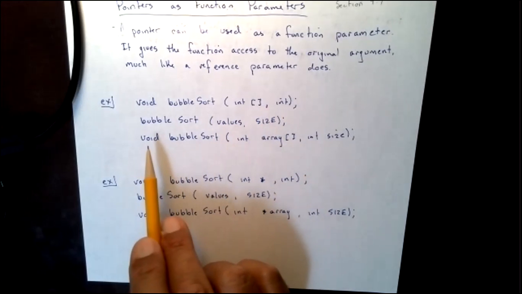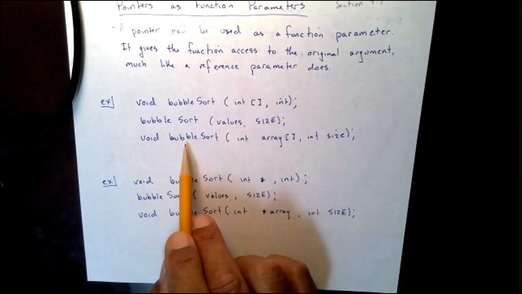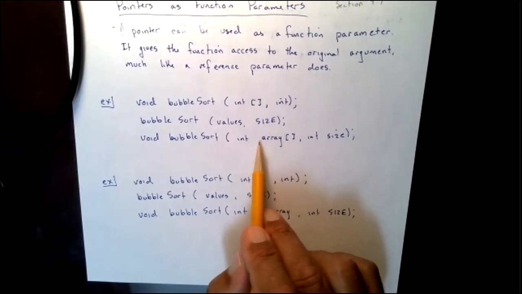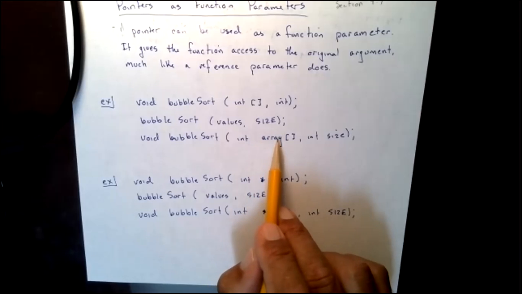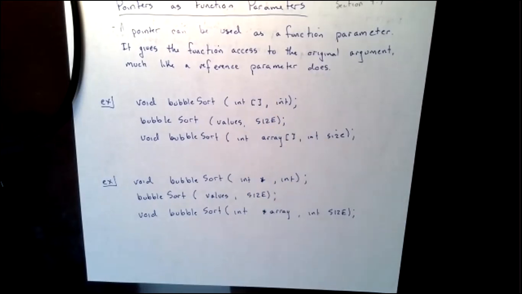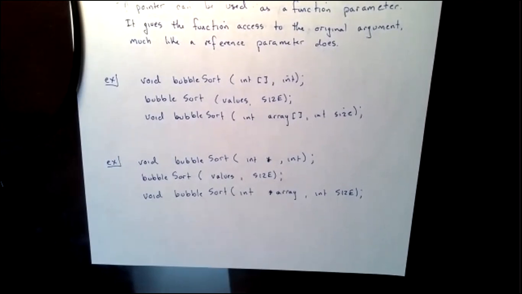When I actually declared the function, the heading looks something like void bubble sort, an int array. I'm calling it array inside of my function, and then size. So these were three important lines when you were dealing with arrays. You got some of it back in 121, and you got some of it in the beginning of this chapter 9.